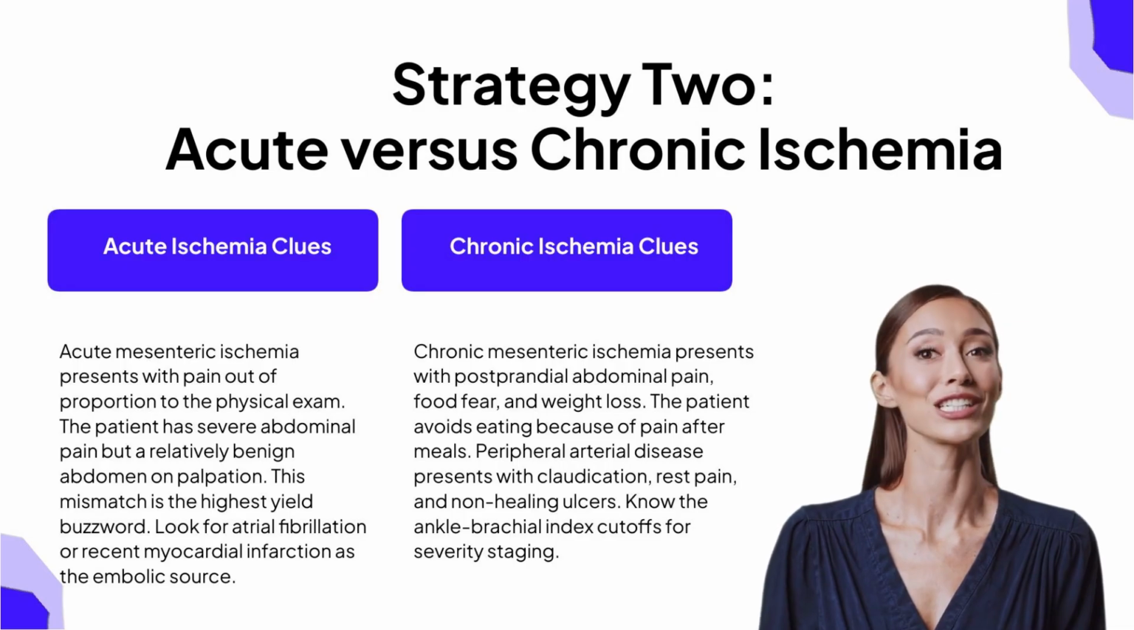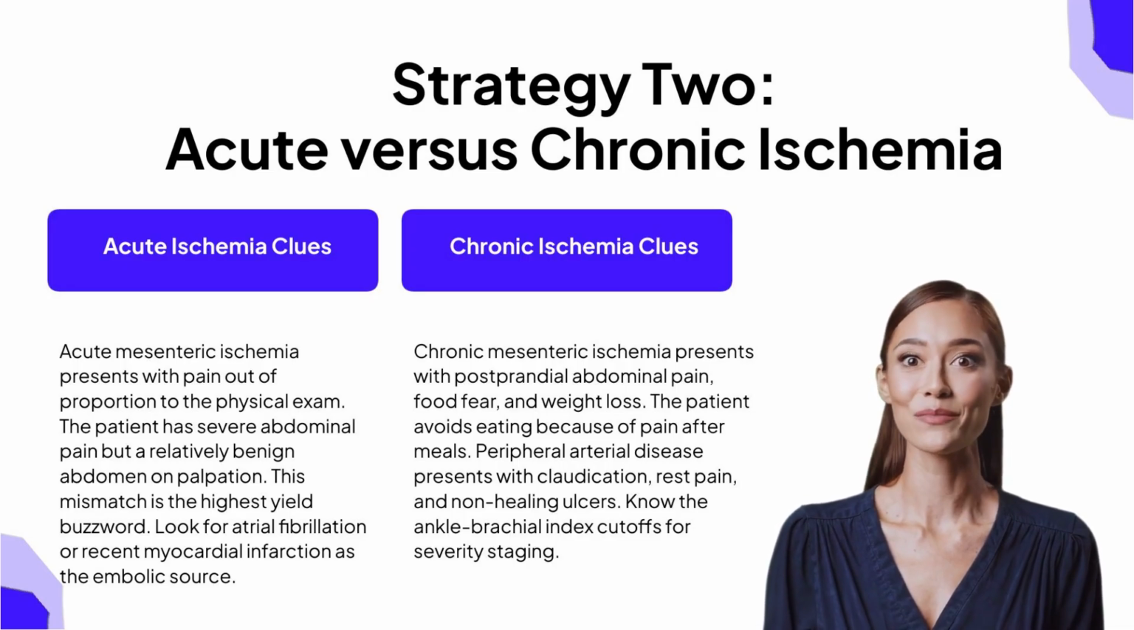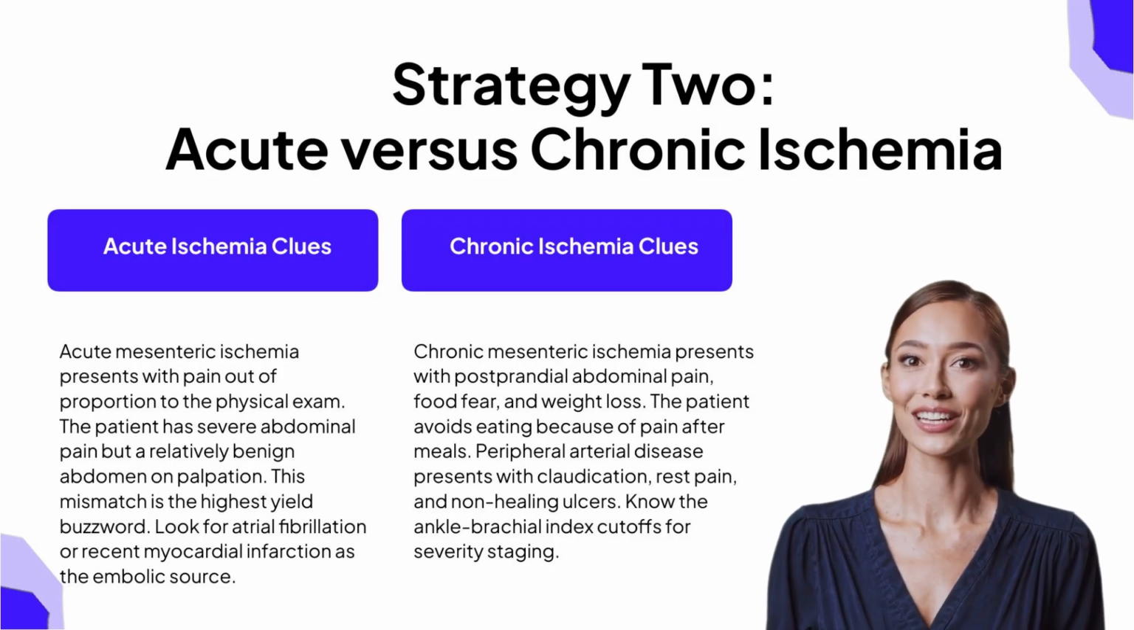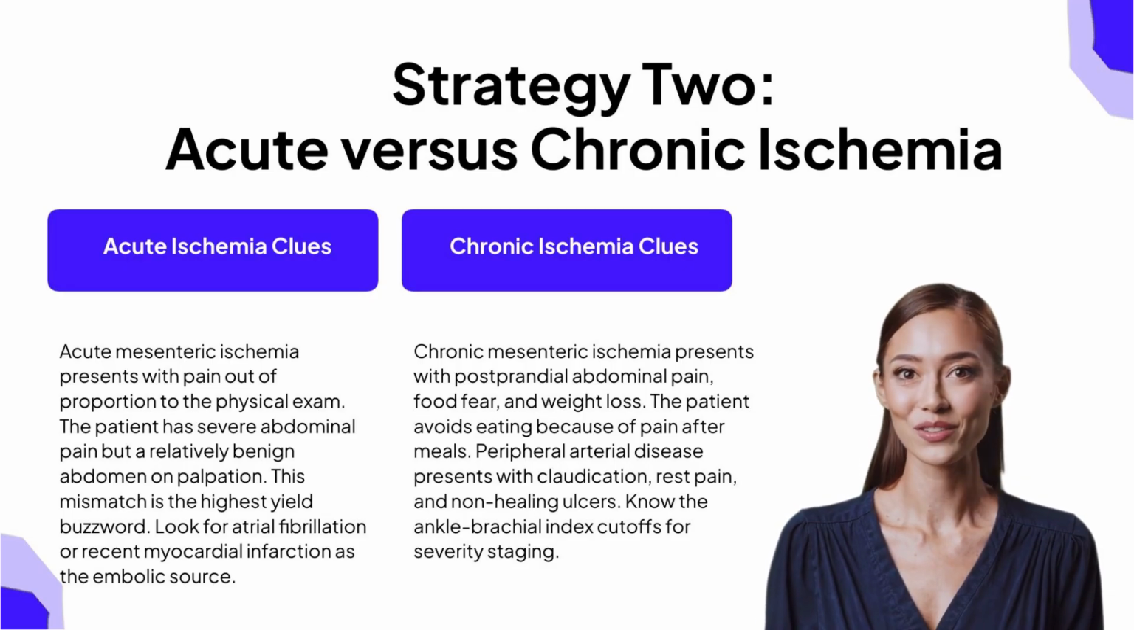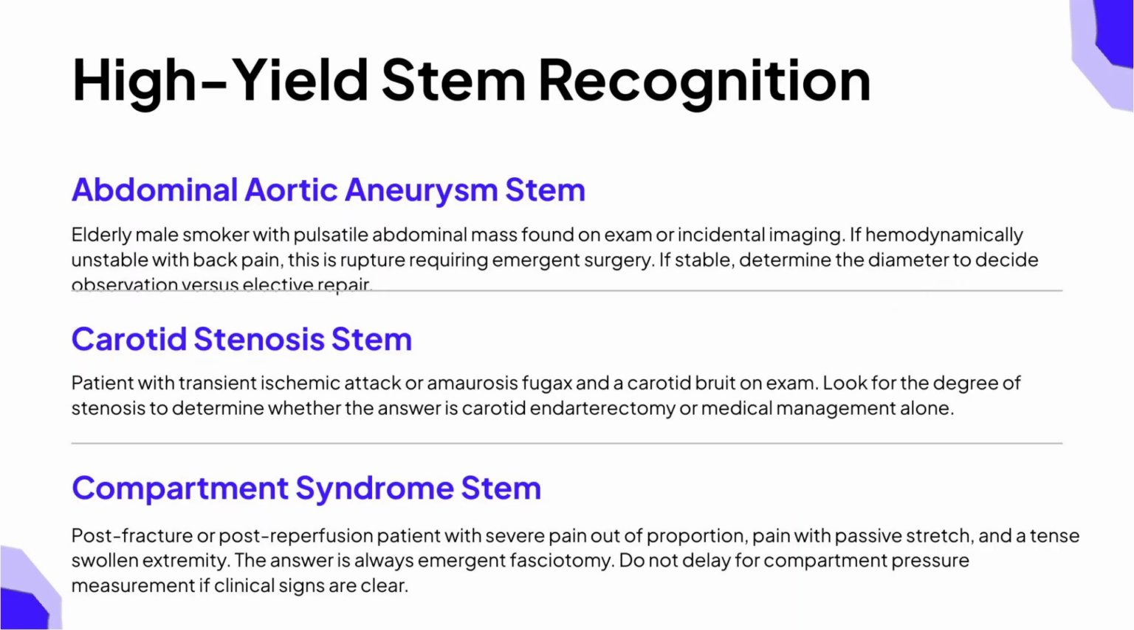For peripheral arterial disease, remember claudication progresses to rest pain and then non-healing wounds. Review the ankle brachial index values in your surgery references so you know the cutoffs for mild, moderate, and severe disease. Now let us go through the high-yield stem patterns you will encounter.